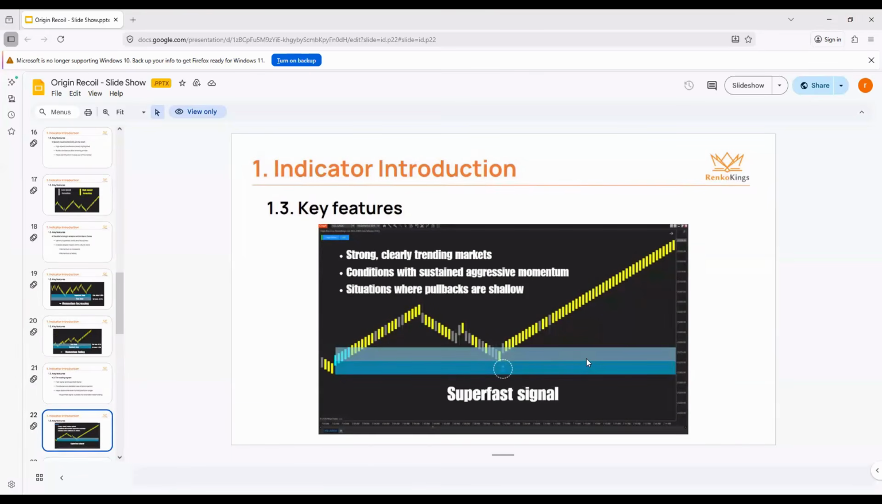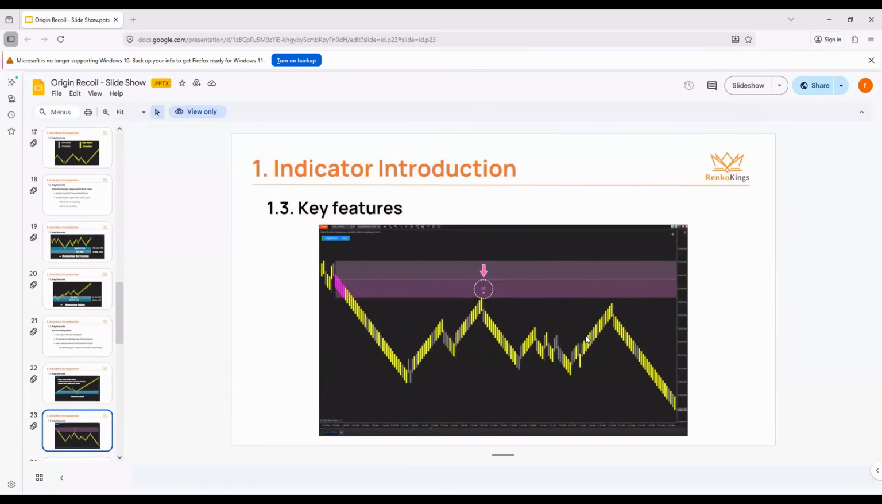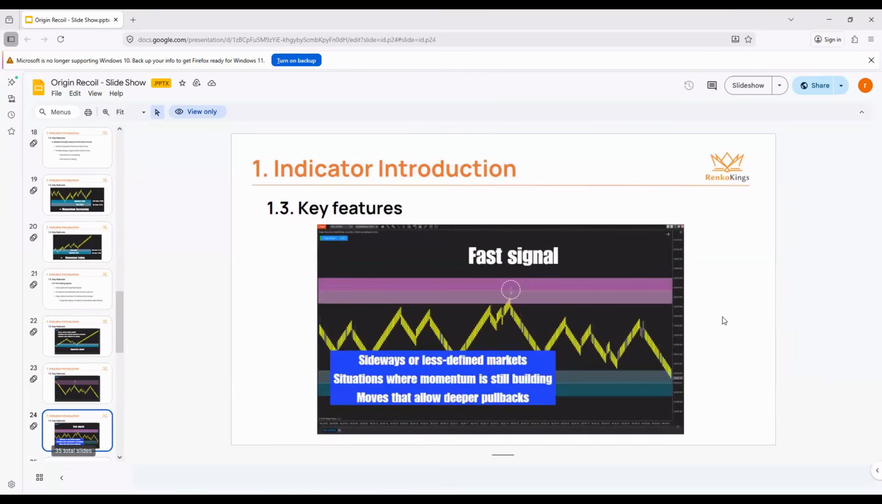Now, it is my understanding it is specifically made for King Renko and ninZaRenko, although I bet it could do a decent job with range charts as well. So this is what we've seen, right? Sell zone, lots of selling activity, waiting for price to come back toward this zone before a signal is generated.